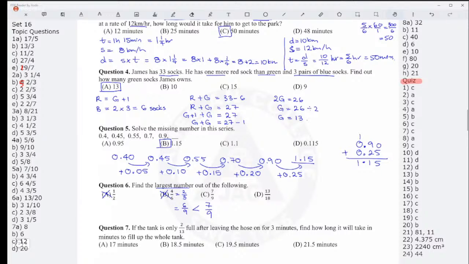And 7/9, I can times this by 2 to get 14/18. And 14/18 is larger than 13/18. So therefore, the largest is C.